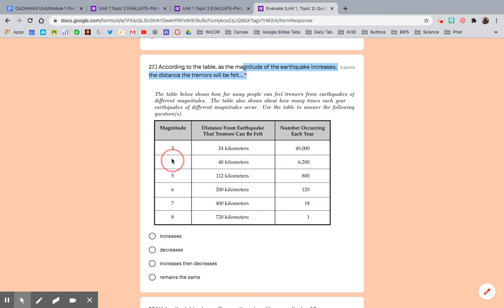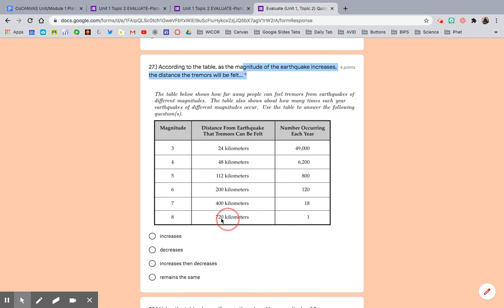At a magnitude of 4, which is more than 3, you can feel it 48 kilometers away. So it doubles. At a magnitude of 5, so we're getting bigger magnitude, it can be felt at 112. So that's pretty much double again, more actually. At 6, it's 200. At 7, it's 400 kilometers. And at 8 magnitude, it's 720 kilometers.